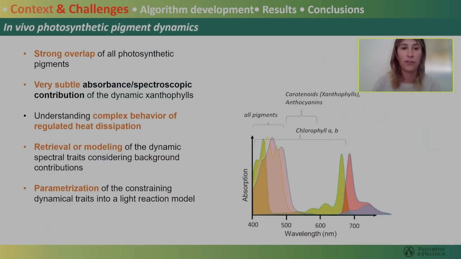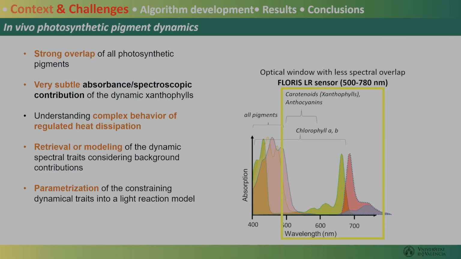So what is the challenge? In general, we have a really strong overlap of the pigment absorptions in the blue region, especially between 400 and 500 nanometers. But beyond 500 nanometers, there's less spectral overlap, and this is also where the low resolution sensor is going to measure. Another challenge is that, while we have less spectral overlap here, the signals we are looking at are very, very subtle in the absorbance and are basically only a couple of percent change in the reflected radiance. The xanthophyll tail of the absorbance, indicated here between 500 and 600 nanometers, is very subtle, and moreover, it is still overlapping with the absorption of the anthocyanins.